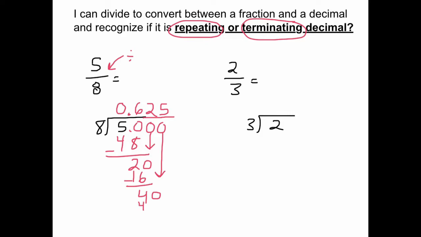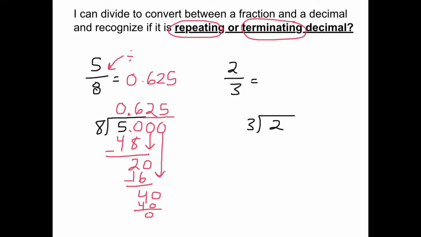8 times 5 is 40. 40 minus 40 is 0. There's no remainder. When I end up with no remainder, I have a terminating decimal. The decimal just ends at a 5. 5/8 is 0.625, and it is terminating.